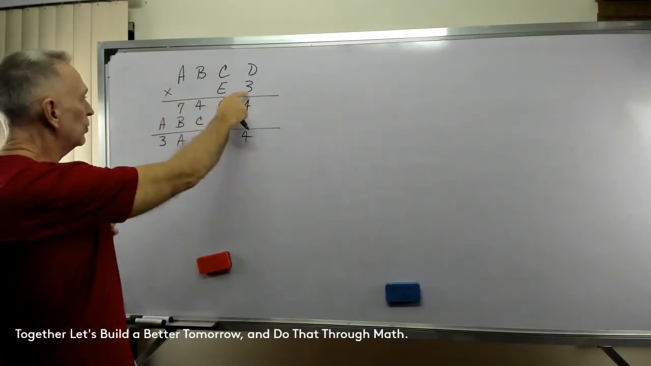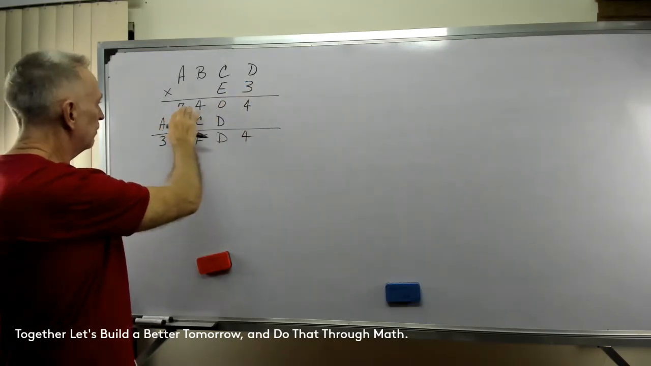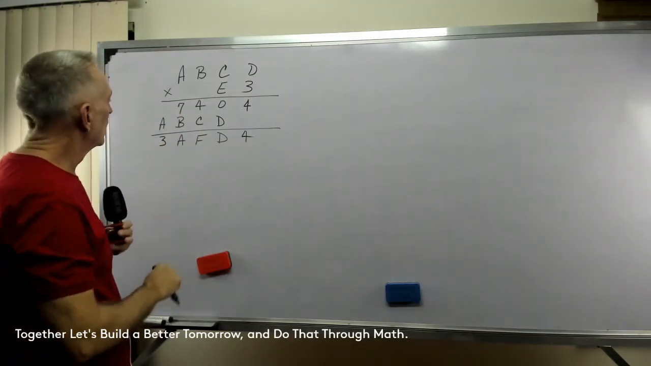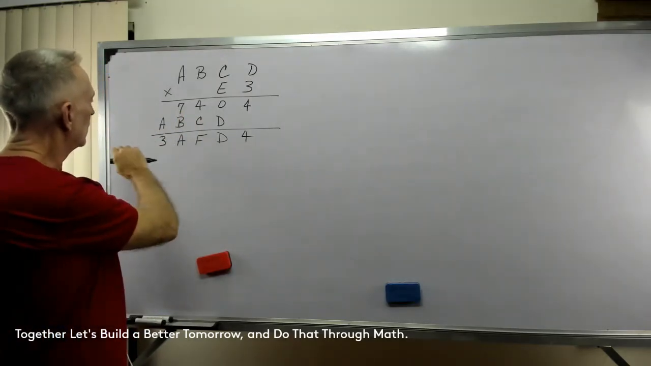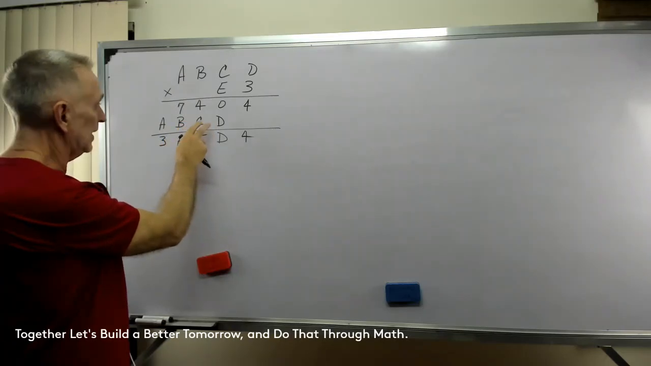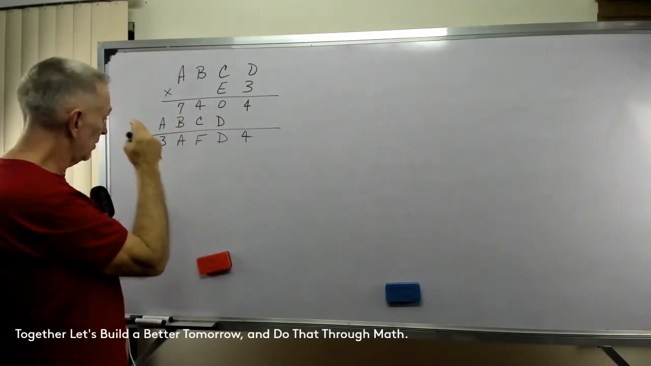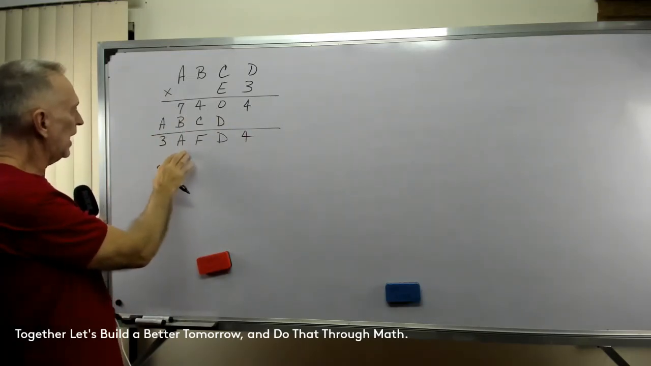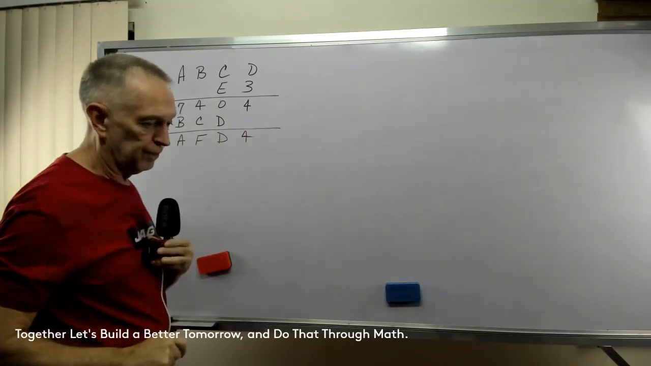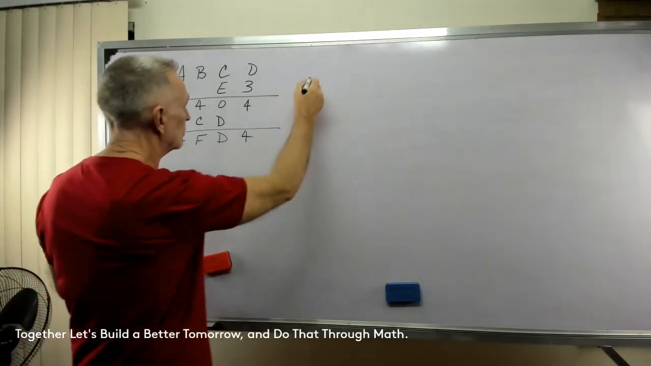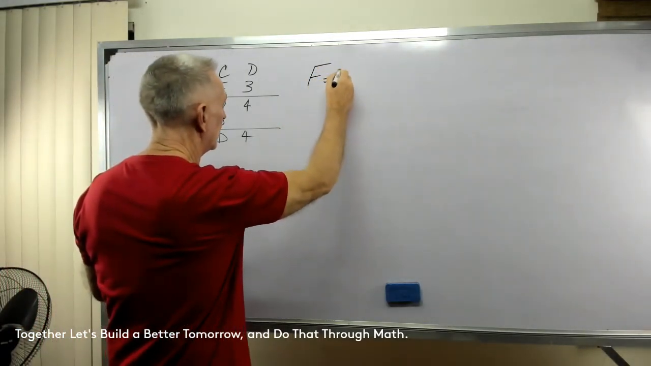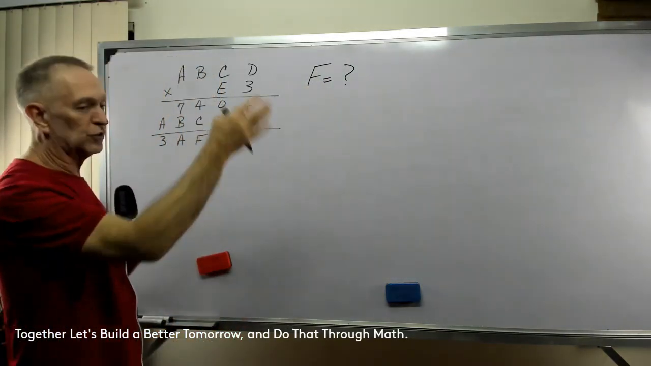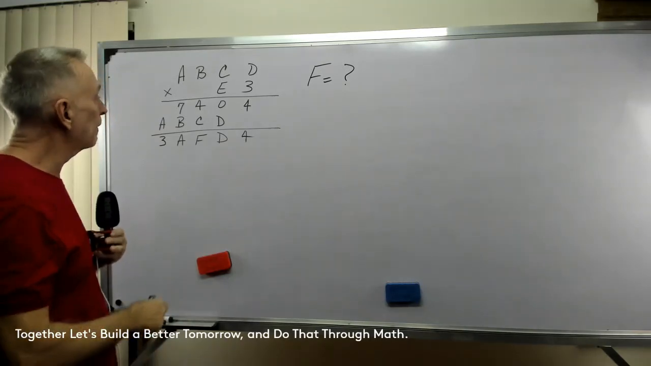Okay, when we go through that multiplication, the first row is 7404. The next row is ABCD. Oh, that's an indicator. And then when you add all that up, you get 3AFD4. And the question is, what is F? F equals what? Now we're just going to solve for all of it, okay?